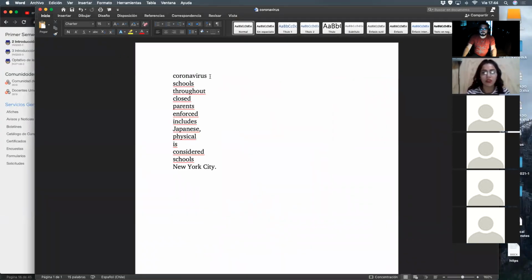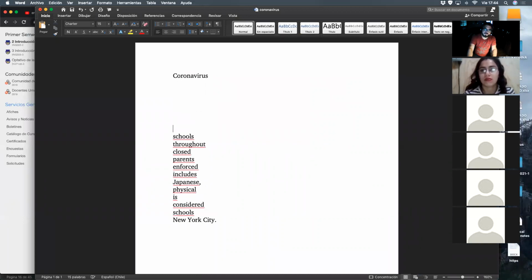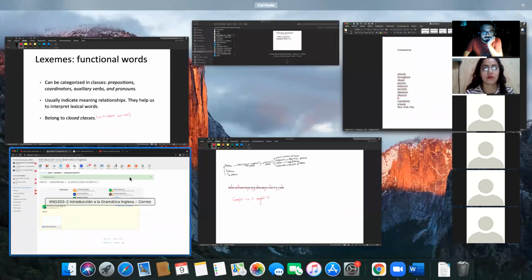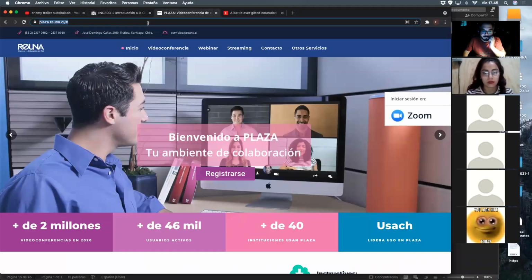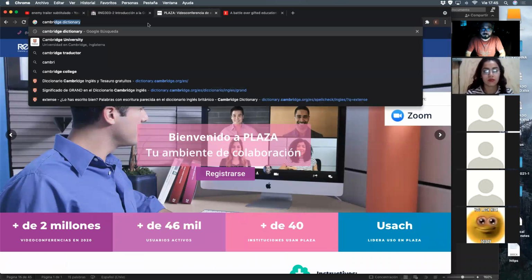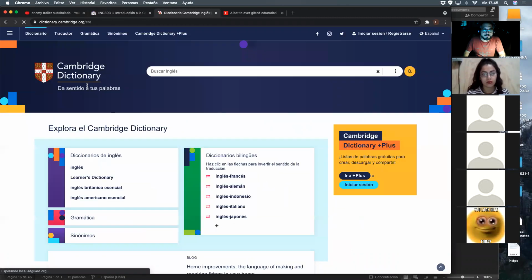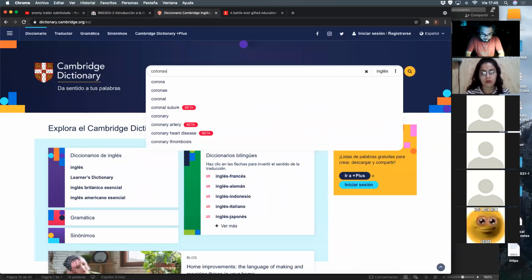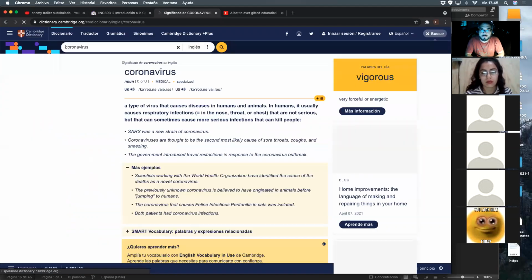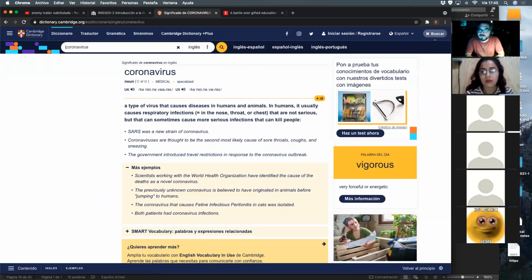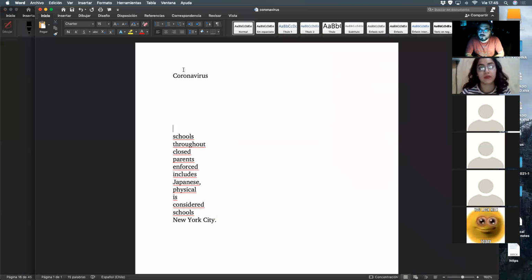Coronavirus. La primera pregunta es si yo busco coronavirus en un diccionario, ¿qué saldrá? Nada de nada, veamos. Pues seguramente no. Es un noun por sí mismo. A type of virus that causes diseases in human and animals. ¿Cierto? Cierto. Si yo veo coronavirus, está hecho de algo, ¿no?